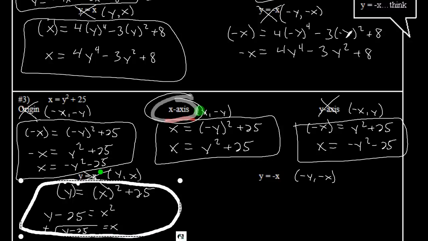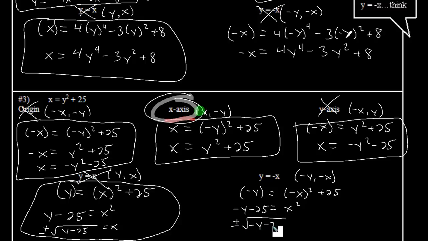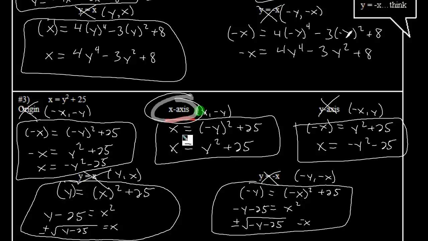Last one. Switch your x's and your y's and their signs. So I have a negative y equals negative x squared plus 25. If I subtract 25 from both sides, I get negative y minus 25. If I square a negative x, I get positive x squared. If I square root both sides, I get plus or minus the square root of negative y minus 25 equals x. Obviously not the same as the original. So this graph is only symmetric with respect to the x-axis.